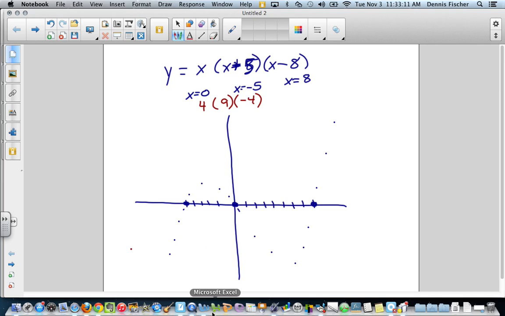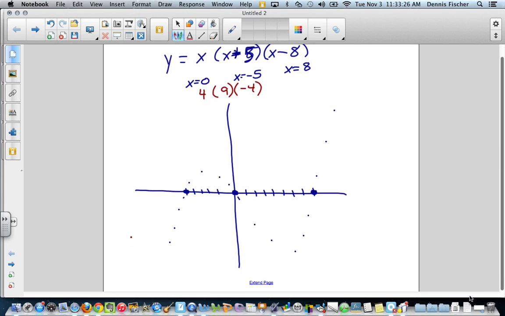So that's going to be a big number, and it's going to be way down here, right? Because if I multiply these out, 4 times negative 4 is negative 16, times 9 is negative 144. You know what I'm saying? I can't really graph that very easily.